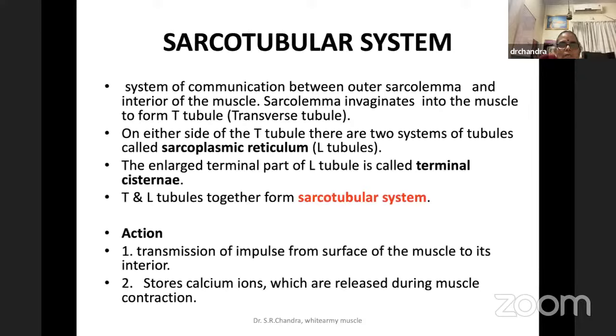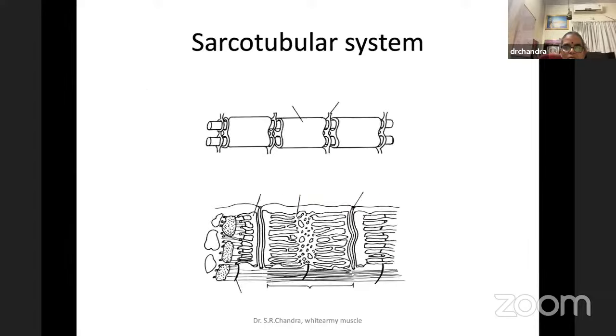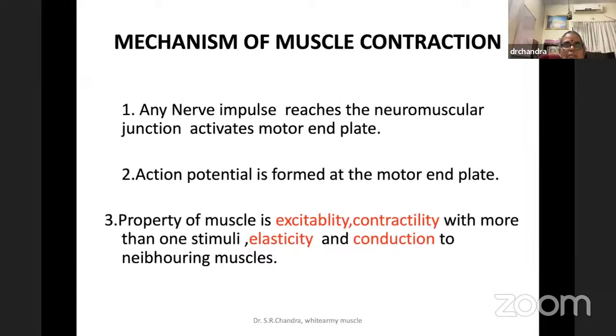Then we have the internal conducting system, which is called the sarcotubular system. I will just show the sarcotubular system, which is the energy transporting system inside the muscle. When a nerve impulse reaches the neuromuscular junction, it activates the motor end plate, and an action potential is formed at the motor end plate. The properties of the muscle are excitability, contractility, elasticity and conduction to neighboring muscles.